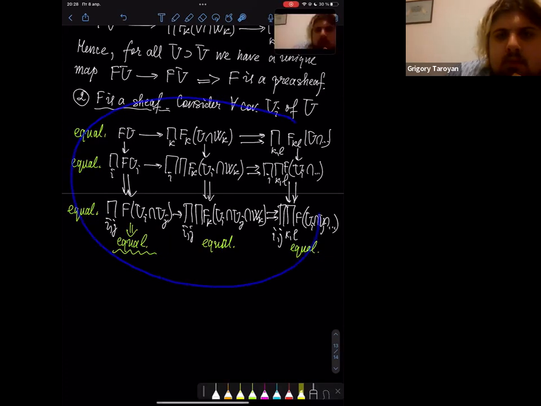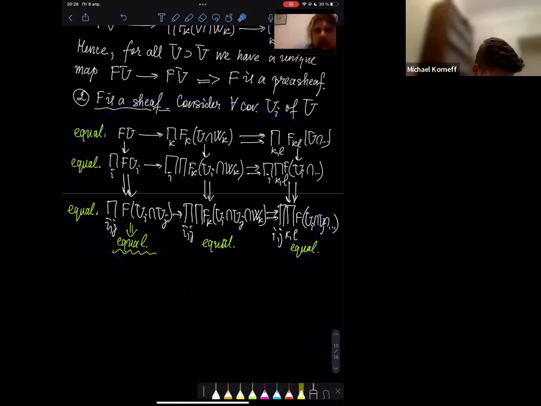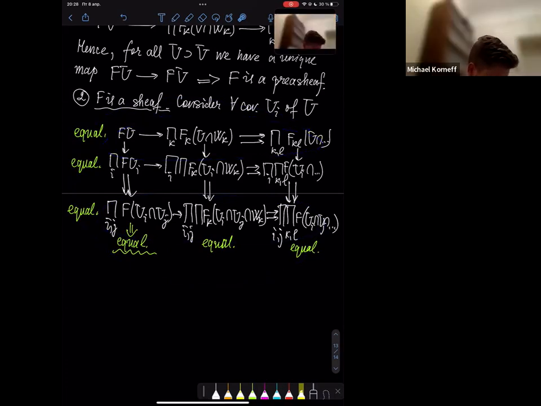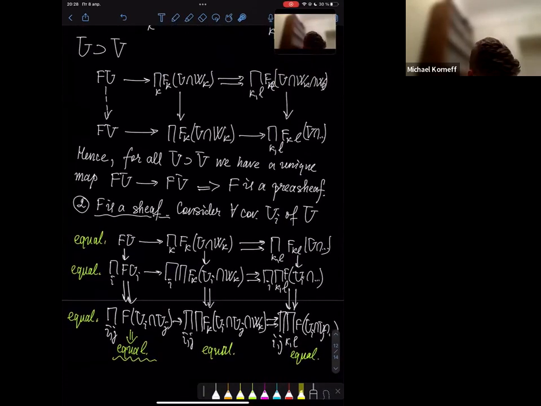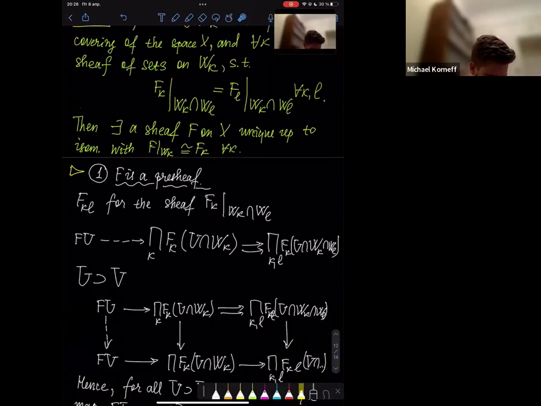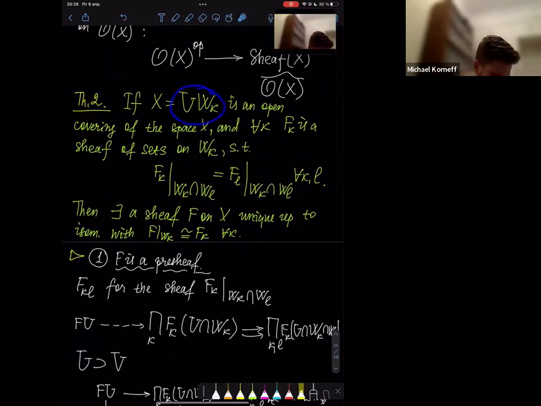Right. Can you explain why the top row is an equalizer? This one? No, the top one. Top. Okay, top. This is because for this open covering we have that this is true.